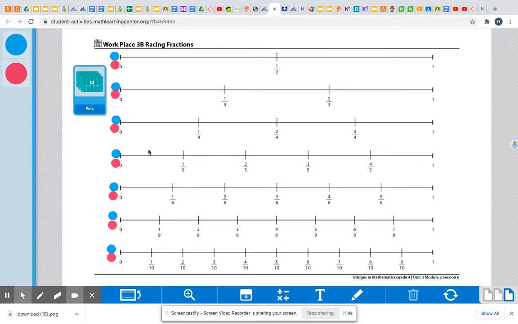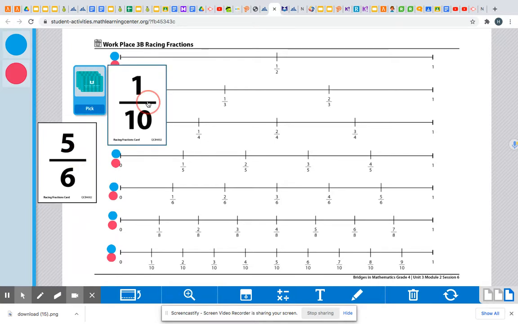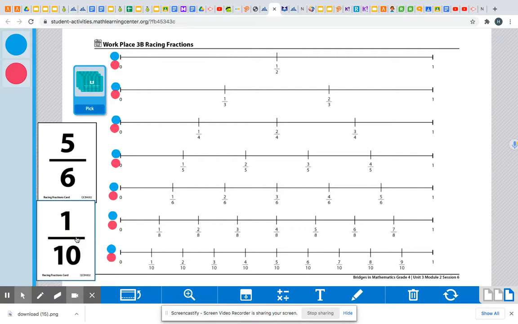To get started, you and a player are going to each pick a card, and the player with the highest fraction will be the first player. I got 5/6, we'll say that's me, and then the other player got 1/10. So 5/6 is much greater than 1/10. Here's 5/6 on the number line, and then here's 1/10. So I would be player 1.